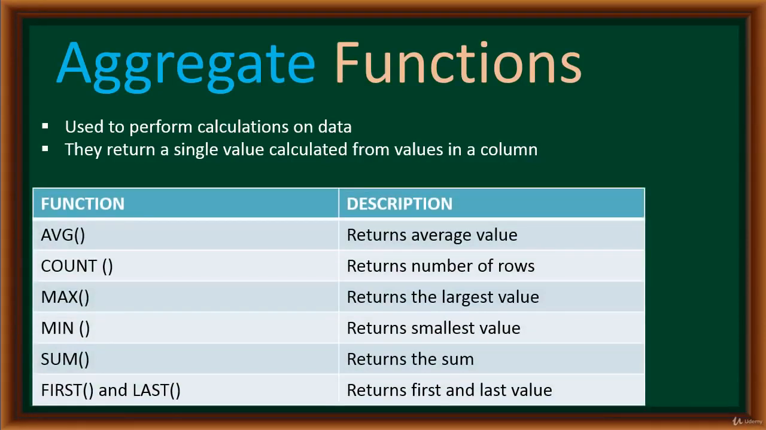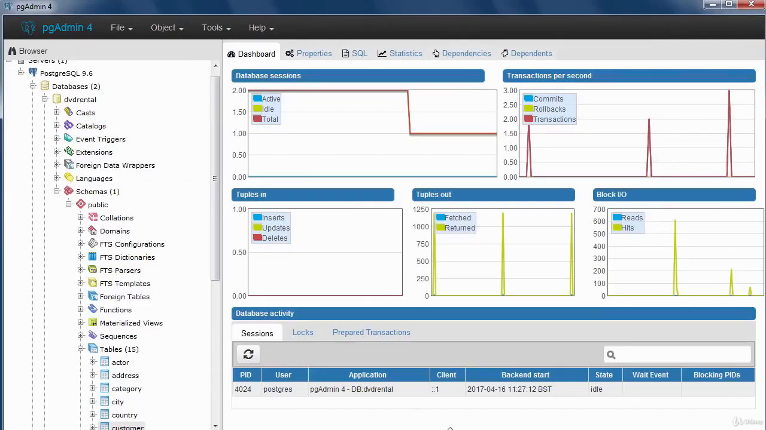So this is a brief table of some common aggregate functions and their description. So we've got the AVG or average. It's used to return the average value. The count returns the number of rows. The max returns the largest value. The min returns the smallest value. The sum returns the sum. The first and the last return the first and the last values.